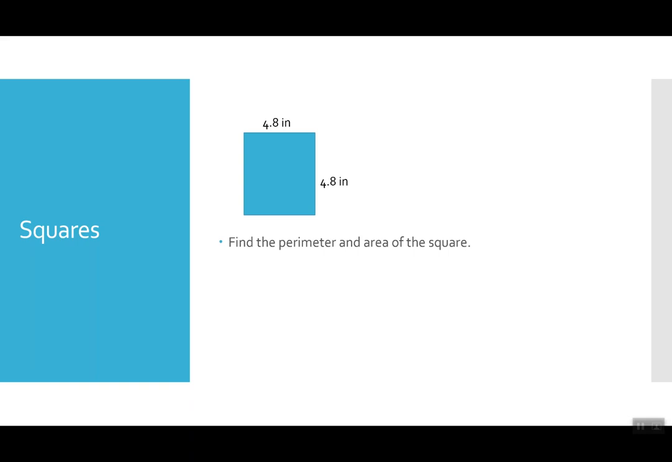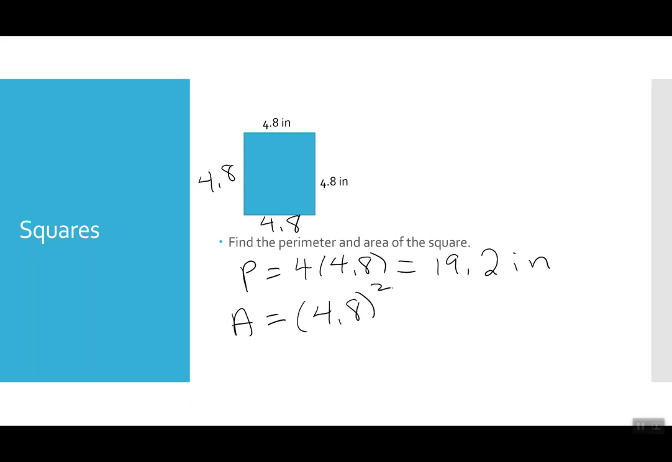So let's look at this square. It's 4.8 inches by 4.8 inches. To get the perimeter, I want to say, well, I had 4.8 4 times. Let's go ahead and write it as 4 times 4.8, just so we don't have to hit the 4.8 in our calculator 4 times. This tells me I have 19.2 inches. To get the area, I can write 4.8 times 4.8, or you can write 4.8 squared, which gives you 23.04 area, so I know it's inches squared.